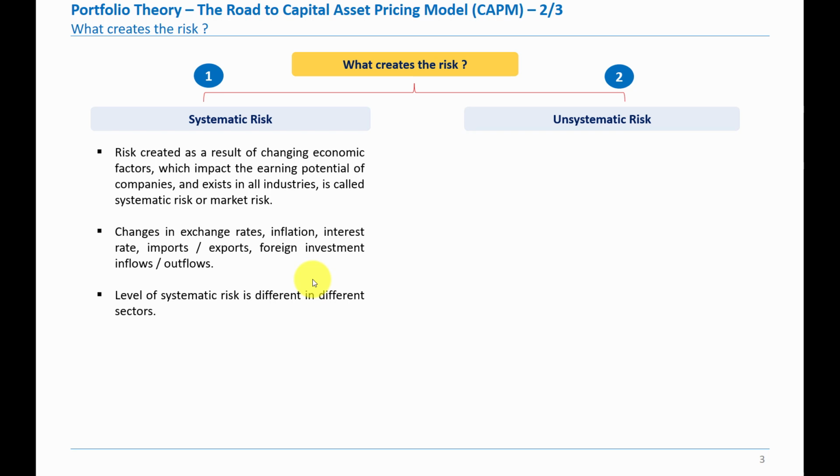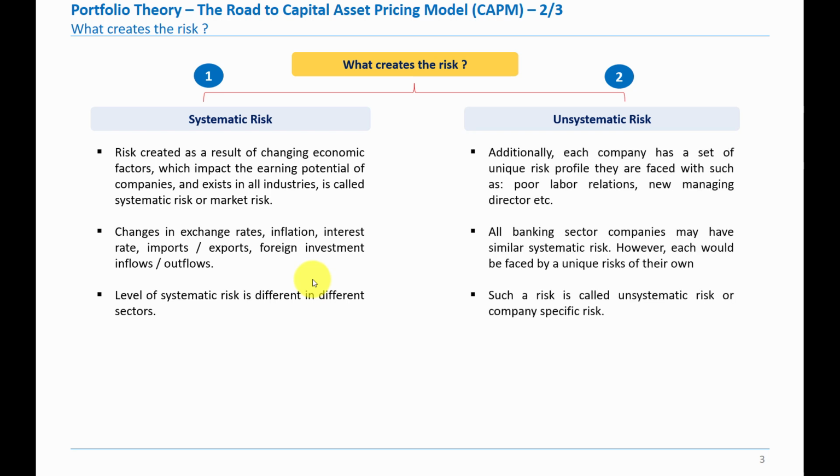Let's have a look at unsystematic risk. Each company has a set of unique risk profile they are faced with, such as poor labor relations, new managing director, like we discussed. Poor labor relations could lead to more strikes. As a result, could create production issues. The company, as a result, may not have an adequate amount of inventory present to meet the demands. So mixing what we've learned with systematic risk, for example, all banking sector companies may have similar systematic risk, like we discussed earlier, of 0.5 or 0.4. However, each would be faced by a unique set of risks on their own. Such risks are called unsystematic, idiosyncratic, or company-specific risk.